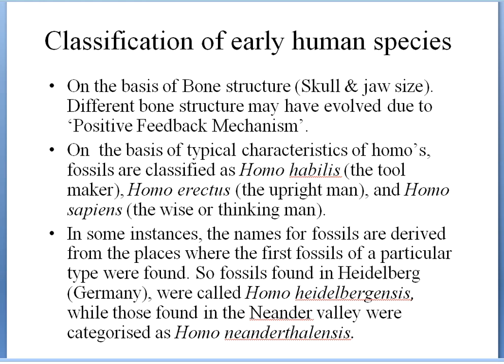Fossils are classified as Homo habilis, the tool maker, Homo erectus, the upright man, and Homo sapiens, the wise or thinking man. Homo habilis were the first people who made tools, and their fossils were discovered at Omo in Ethiopia and Olduvai Gorge in Tanzania. The earliest fossils of Homo erectus, the upright men, the people who walked on two legs, have been found both in Africa and Asia.